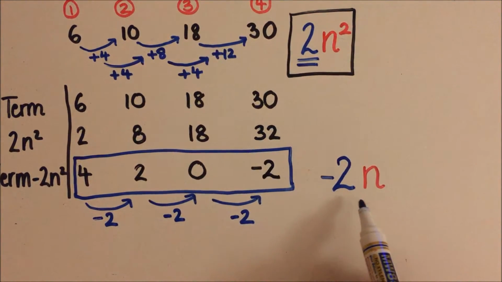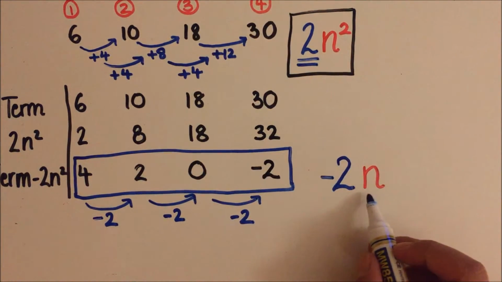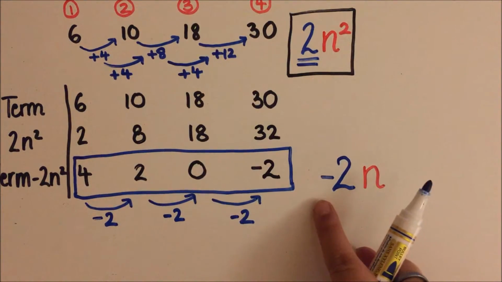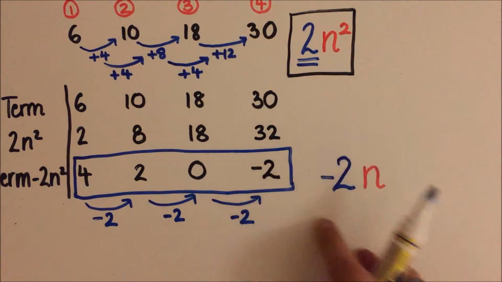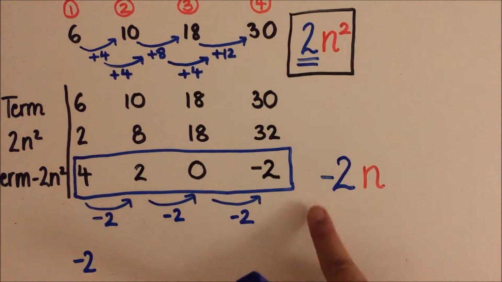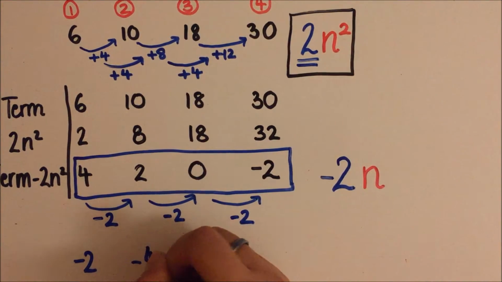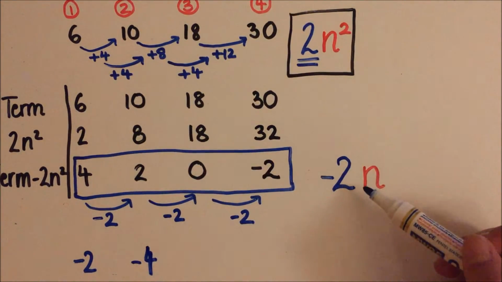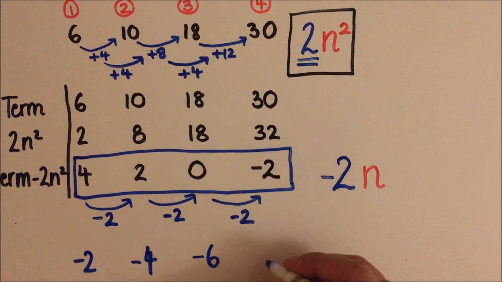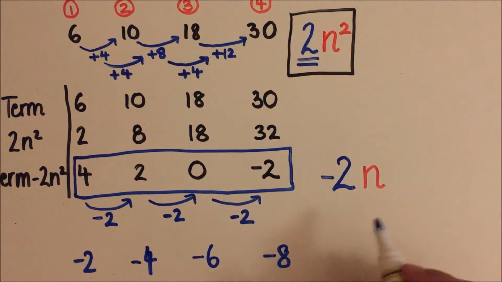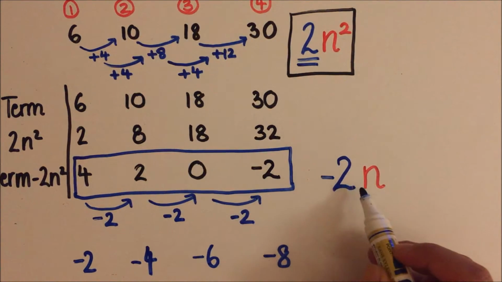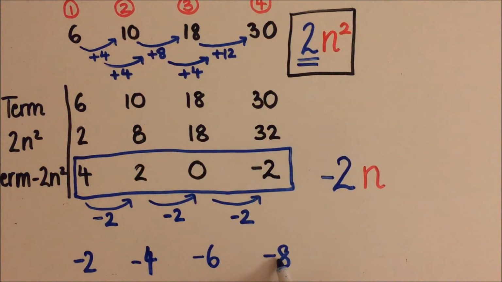The next part is to plug in values of n equals 1, n equals 2, and so on, and write them underneath the correct term, okay? So when n equals 1, this will equal minus 2. When n equals 2, this will equal minus 4. When n equals 3, this will equal minus 6, and this one will equal minus 8, because this is the fourth term, and we put 4 in, we get minus 2 times 4, which gives us minus 8, okay?